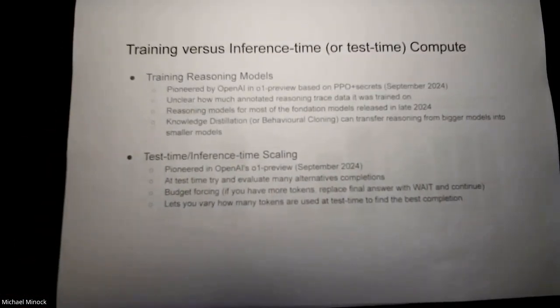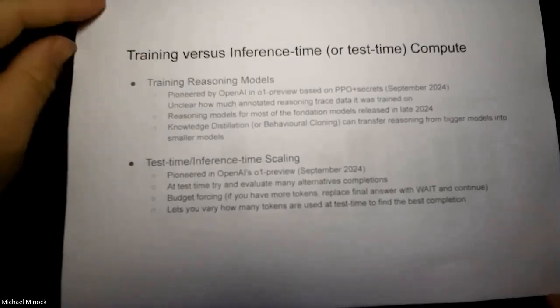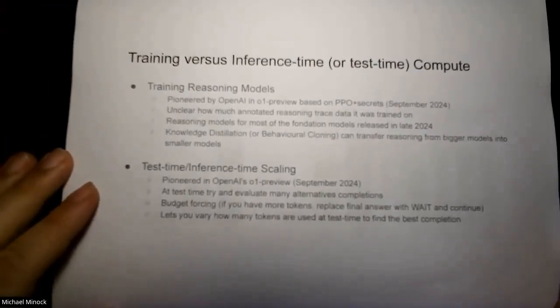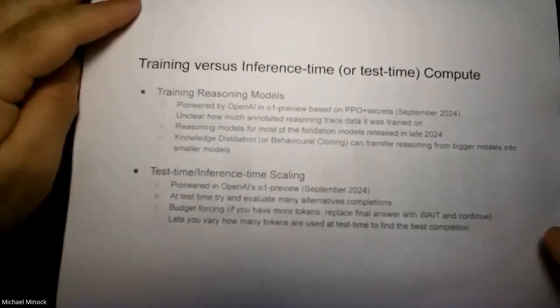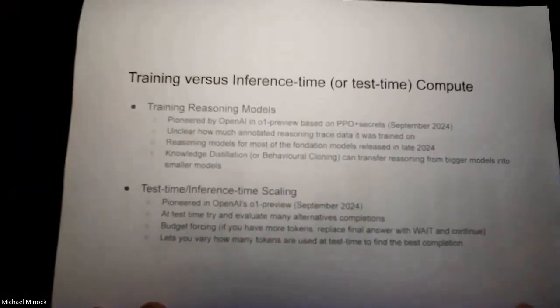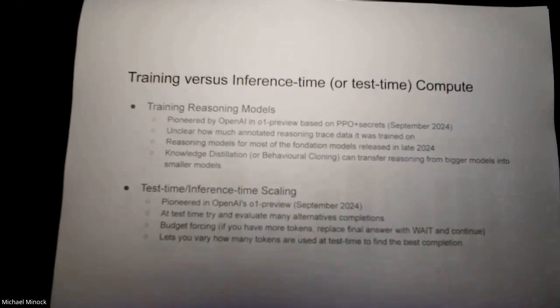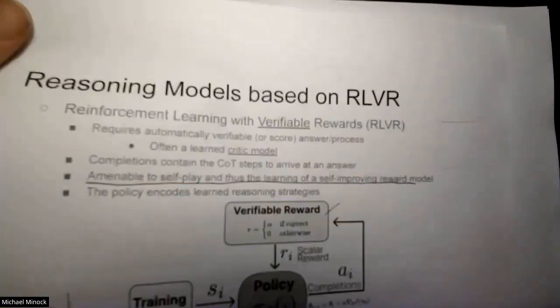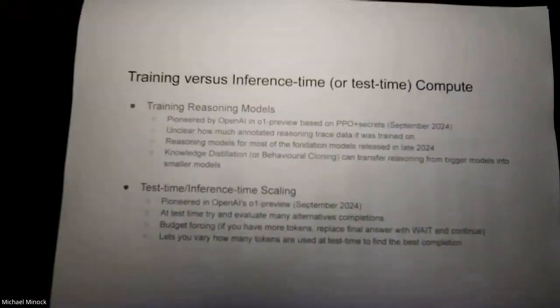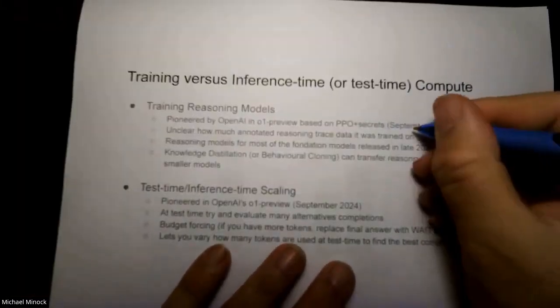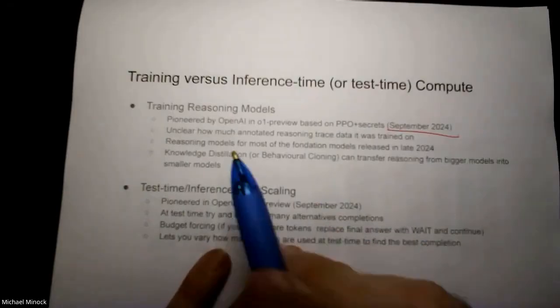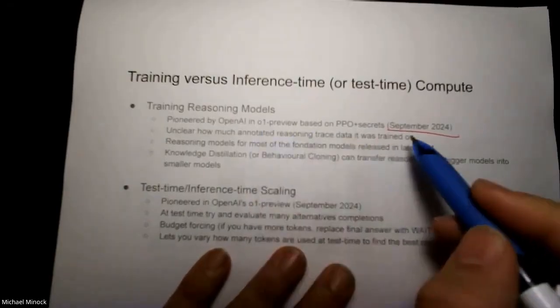So we have another issue that came up in tandem with this, and it has to do with training time versus inference time, or test time compute. The real big release of a reasoning model onto the world actually happened less than a year ago, in September 2024. This is when o1-preview was released.